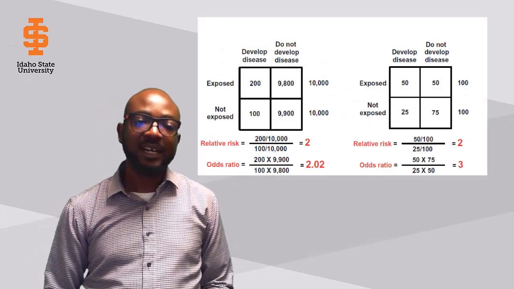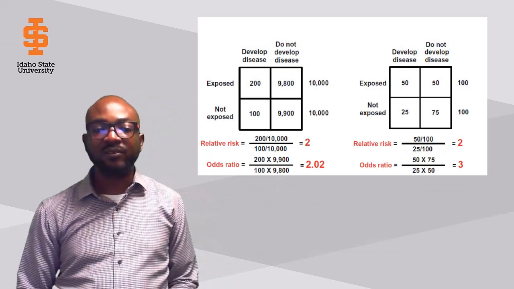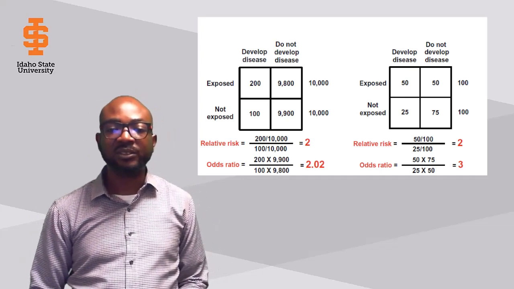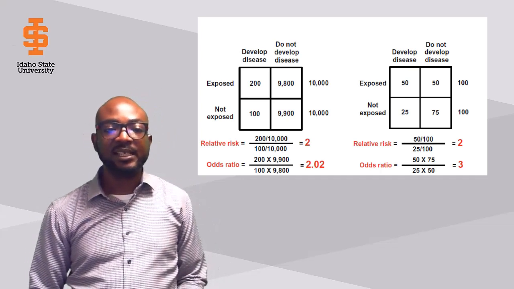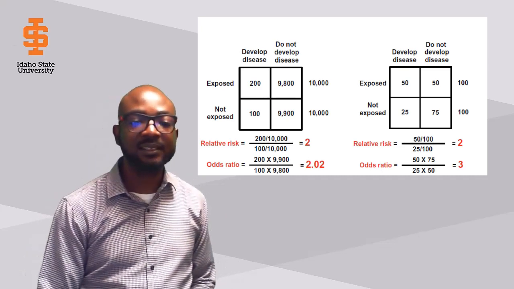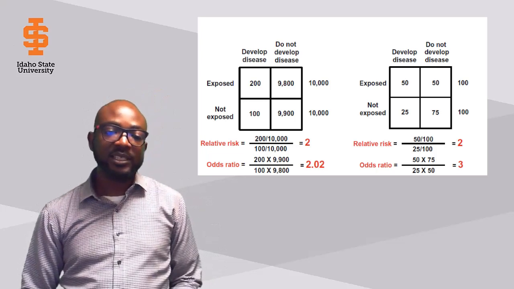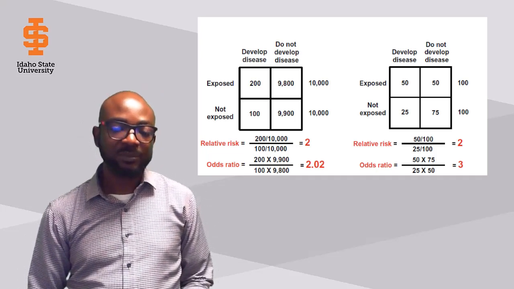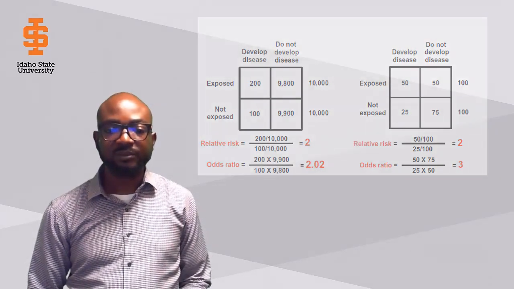Here we see examples of calculations for the relative risk and odds ratio. We see that in the first table, which is on the left-hand side, the relative risk is very closely approximated by the odds ratio.